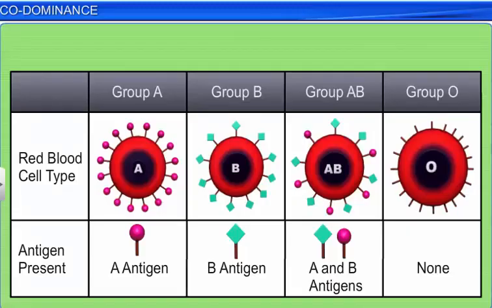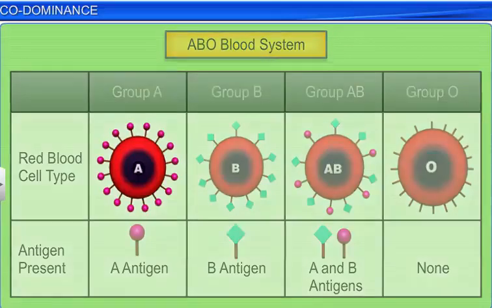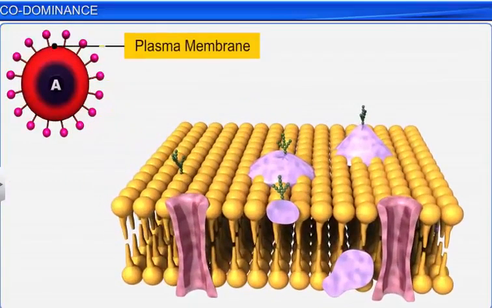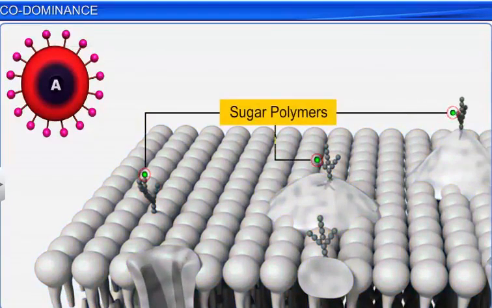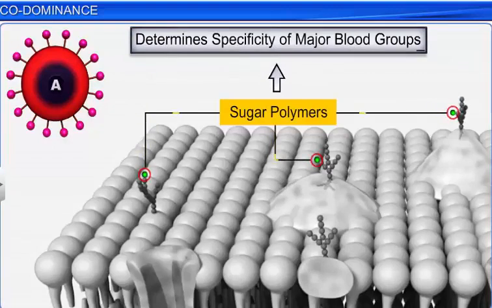Another widely known example of codominance in human beings is the ABO blood system, which is used to determine human blood type. The plasma membrane of the red blood cells, or the RBCs, present in human blood, has sugar polymers that protrude from its surface. It is these sugar polymers that determine the specificity of the major blood types.